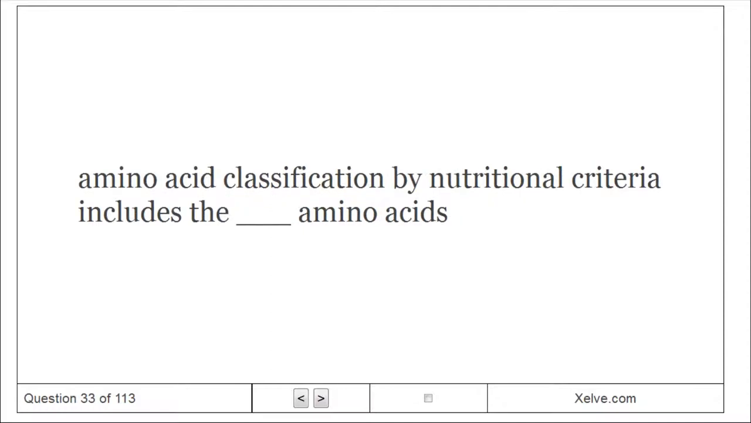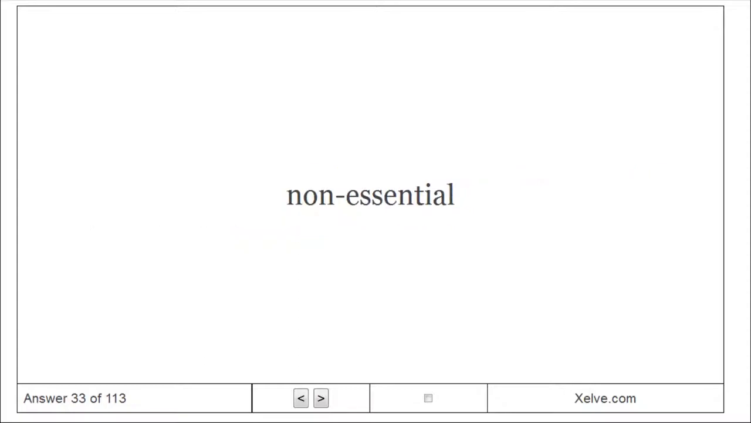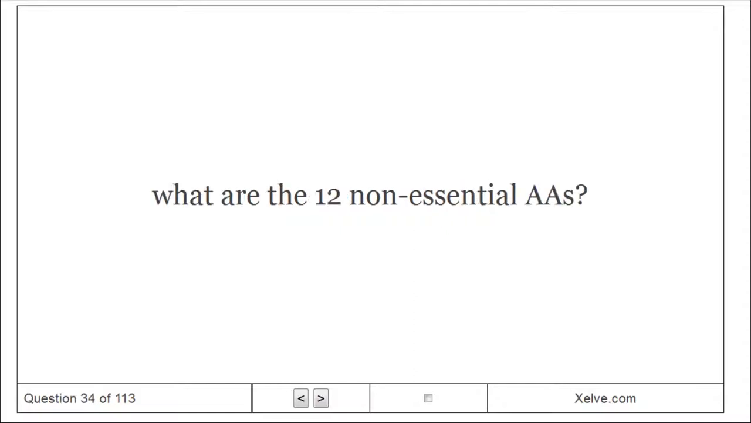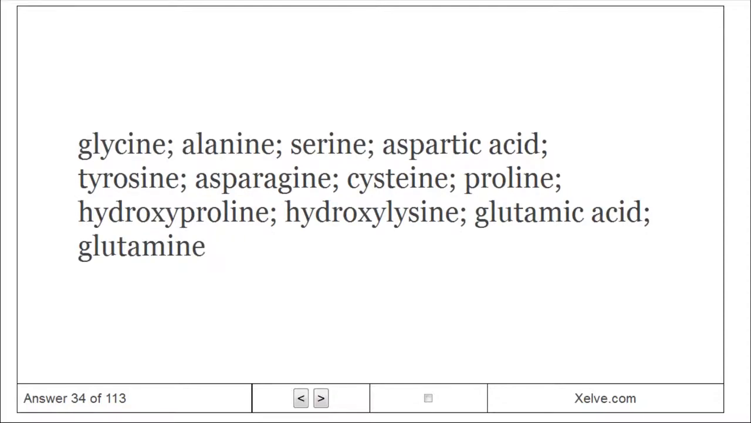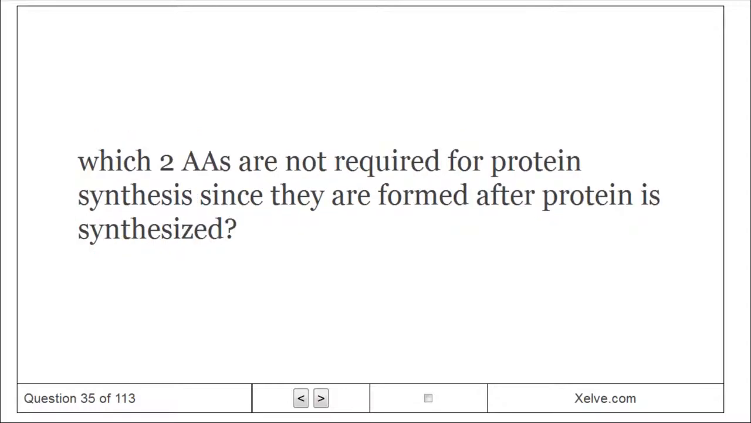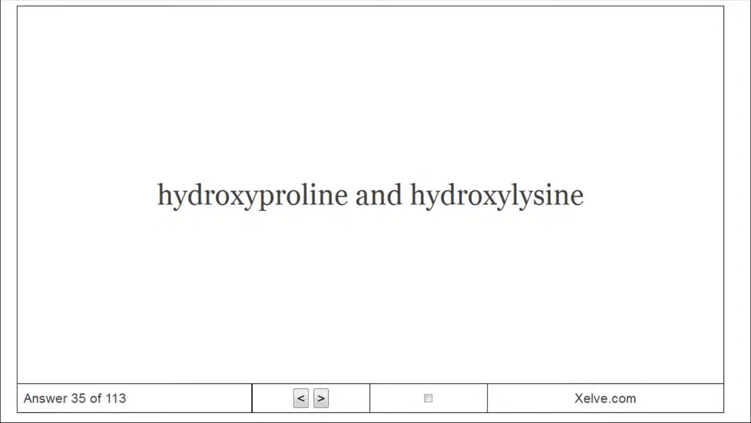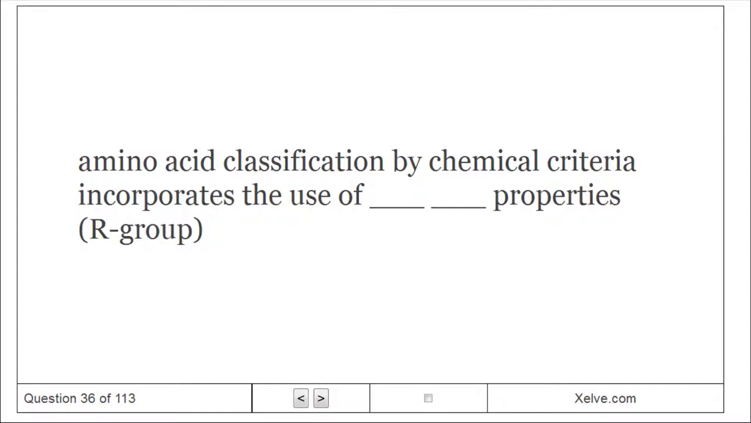Amino acid classification by nutritional criteria includes the blank amino acids. Non-essential. What are the 12 non-essential AAs? Glycine, alanine, serine, aspartic acid, tyrosine, asparagine, cysteine, proline, hydroxyproline, hydroxylysine, glutamic acid, glutamine. Which two AAs are not required for protein synthesis since they are formed after protein is synthesized? Hydroxyproline and hydroxylysine.